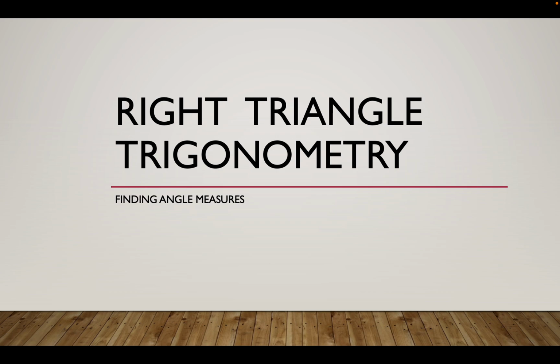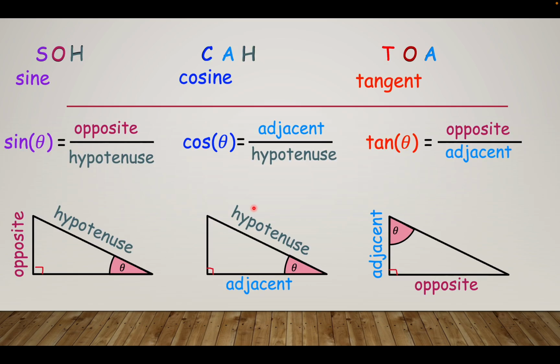Lesson about right triangle trigonometry, where we are going to be discussing how to find angle measures. In this lesson, we'll still need our lovely mnemonic device, our SOHCAHTOA. Remember that our S is standing for the sine, C cosine, T tangent. We've had some use with it. Be mindful that we are still dealing with sine, cosine, and tangent.